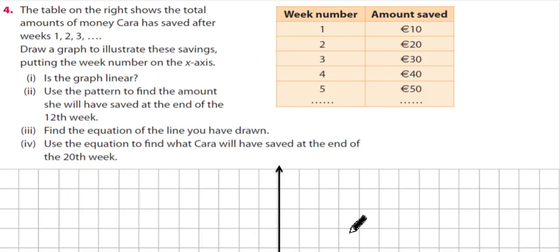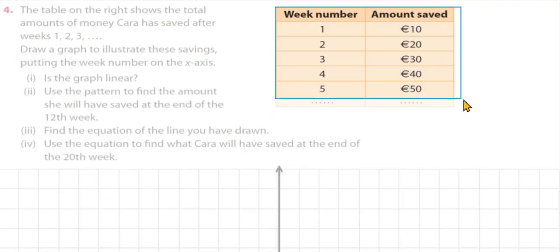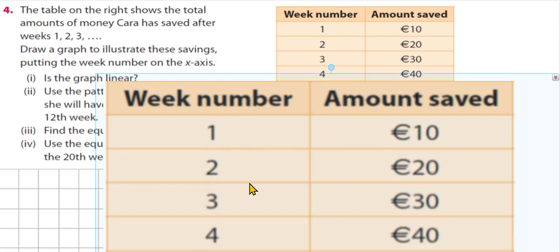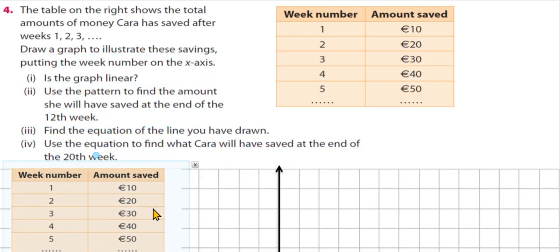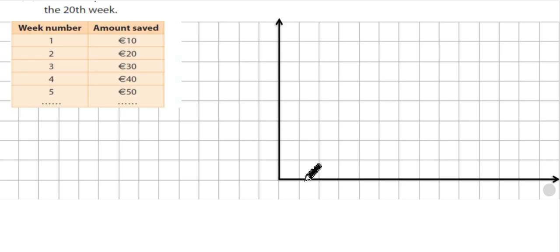So here's question 4. And it says that she's saving according to week numbers. So I think she's saving €10 a week, isn't she? And what we've got to do is represent this on a graph. Okay. So you do the same thing you did last time. I can go 1, 2, 3. Nope, can't do that. So every block's worth a tenner. I sort of don't draw in every number. Just keeps it a bit neater, doesn't it?